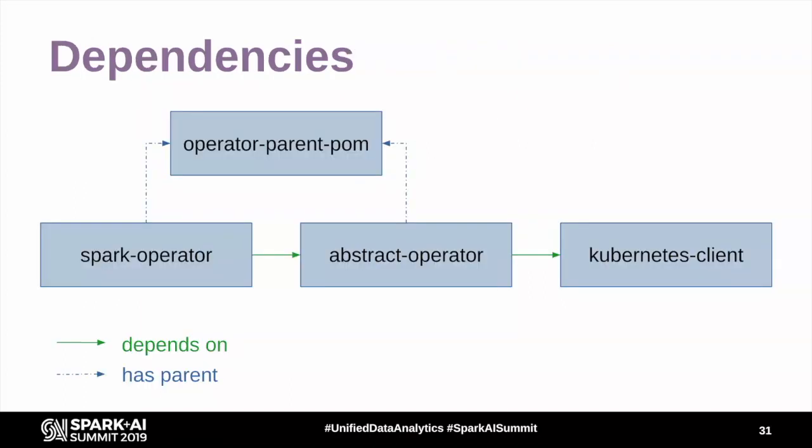Yeah, so this is the dependency graph of the operator. Spark operator uses abstract operator, which transitively uses Kubernetes Client. And both of them have a Maven POM parent, where it specifies all the dependencies or the variables to make it aligned.